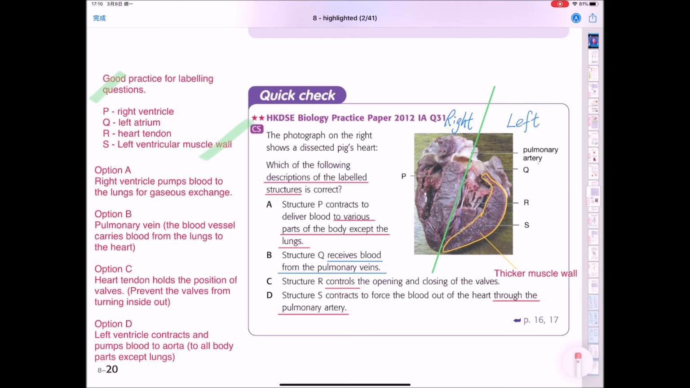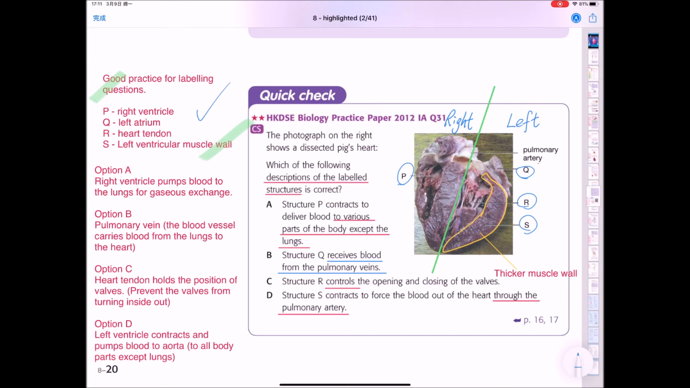In this diagram, it doesn't tell you all the structure names, or which part is the ventricle and which part is the atrium. That's why we need to perform our good practice, to label all the structures first. So structure P will be the right ventricle, Q is the right atrium, R will be the heart tendon, and S will be the left ventricular muscle wall.